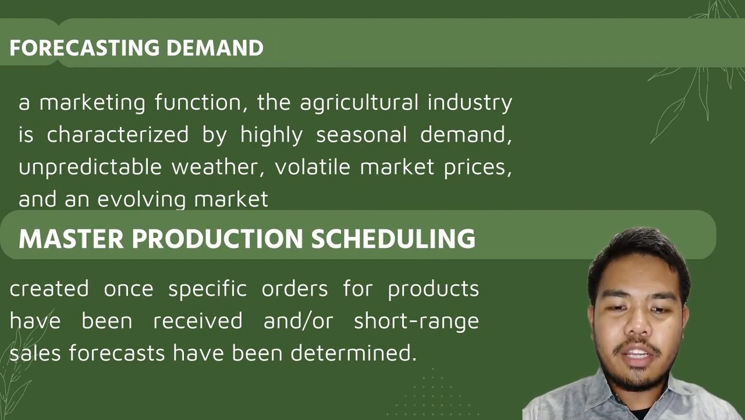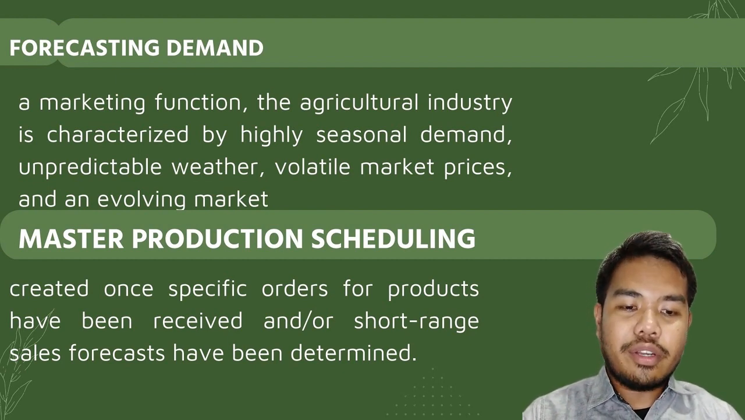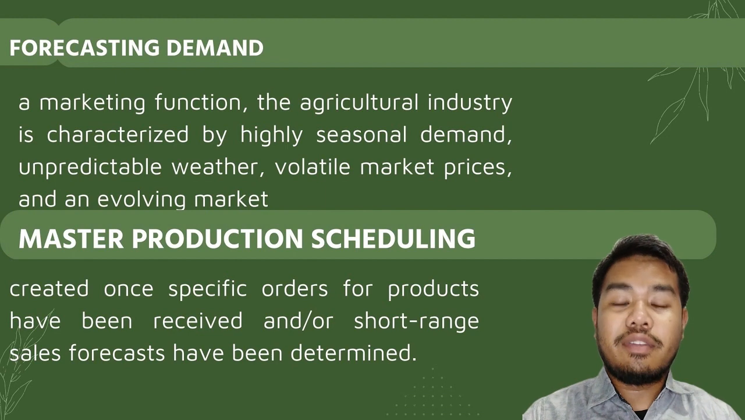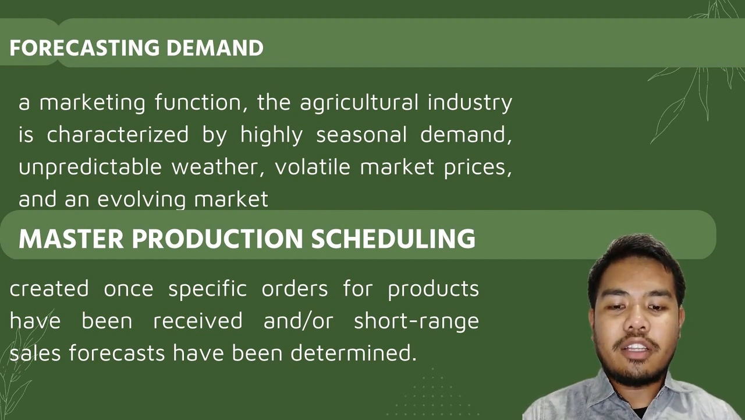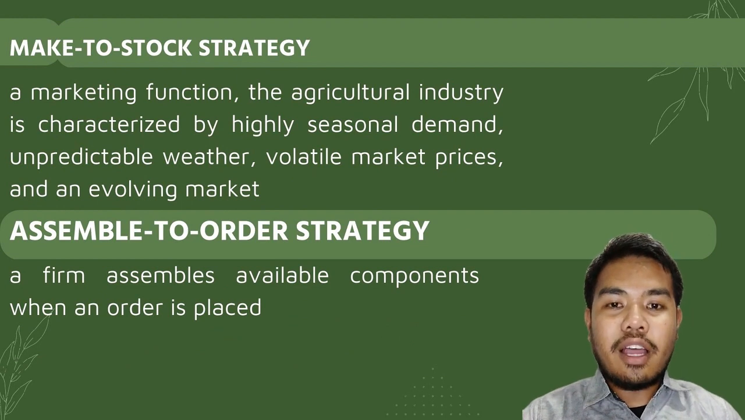Forecasting demand. When we say forecasting demand, a marketing function, the agricultural industry is characterized by highly seasonal demand, unpredictable weather, volatile market prices, and an evolving market. Master production scheduling is created once specific orders for products have been received and or short range sales forecasts have been determined.